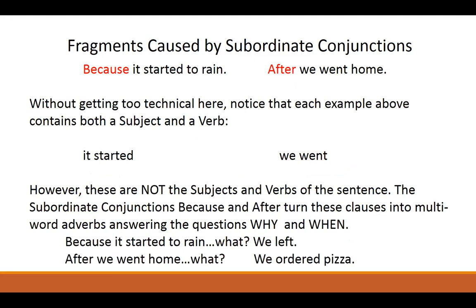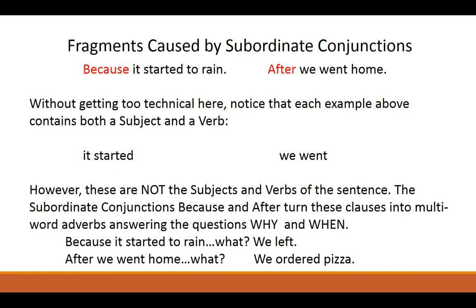So without getting too technical here, I just want you to notice that each example contains both a subject and a verb. It started and we went. However, these are not the subjects and verbs of the sentence. The subordinate conjunction because and after turn them into multi-word adverbs answering the question why and when. Because it started to rain, what? We left. After we went home, what? We ordered pizza. Follow that?